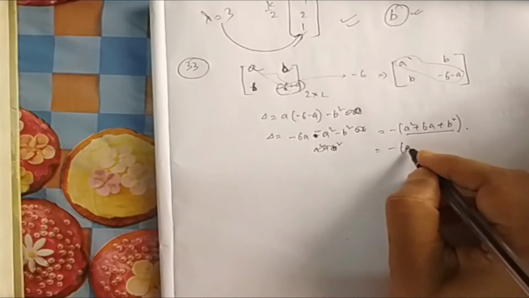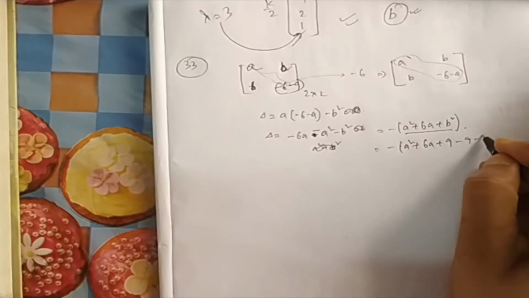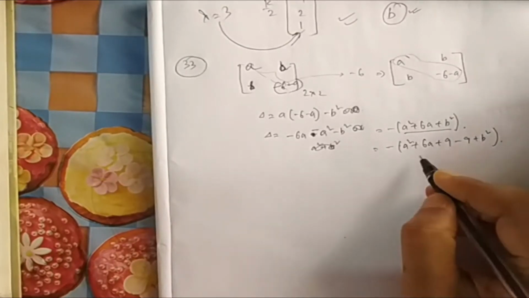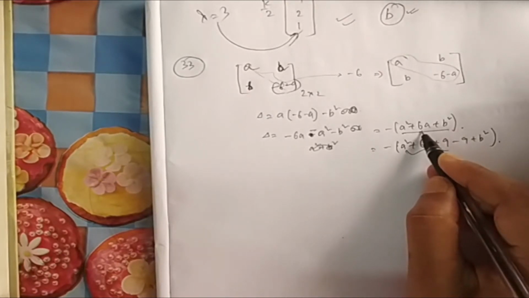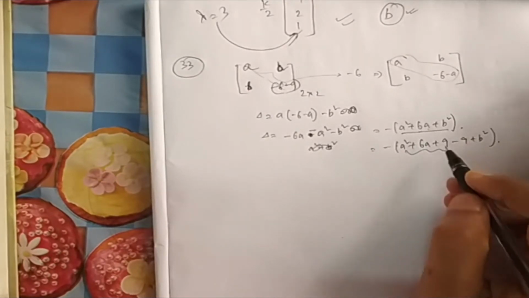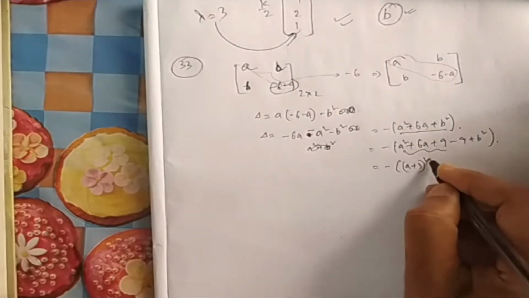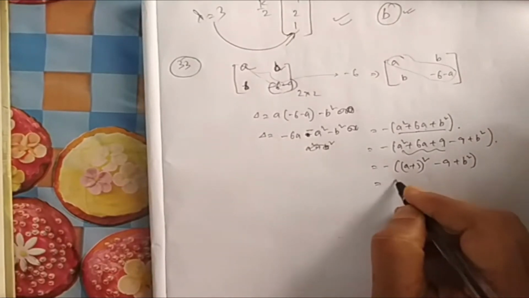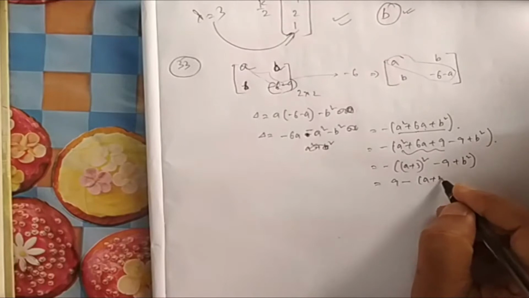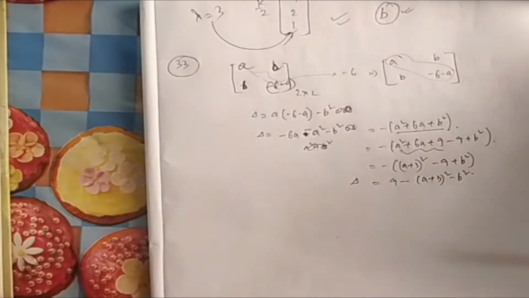So in order to make it a perfect square, I will make it plus 9 minus 9 plus B square. Then it will be A plus 3 whole square, because 2AB, 2 into 3 you can write into A, so 3 square I have given. So it will be A plus 3 whole square minus 9 plus B square. Now if you remove the bracket, it will be 9 minus (A plus 3) whole square minus B square. This is the expression for delta.